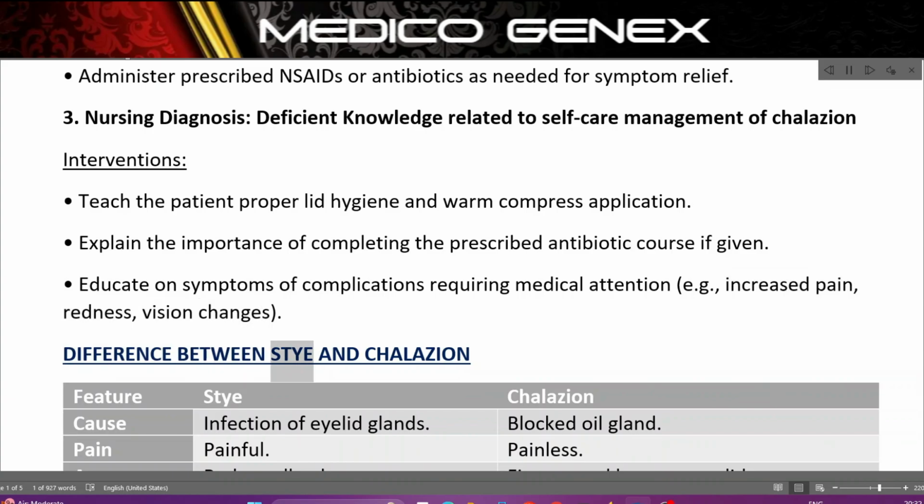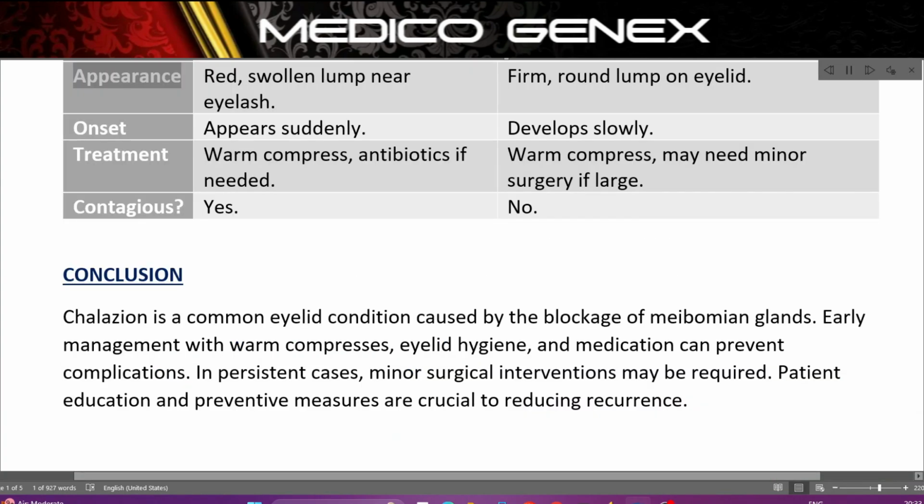Difference between sty and chalazion. Feature. Sty. Chalazion. Cause. Infection of eyelid glands. Blocked oil gland. Pain. Painful. Painless. Appearance. Red, swollen lump near eyelash. Firm, round lump on eyelid.